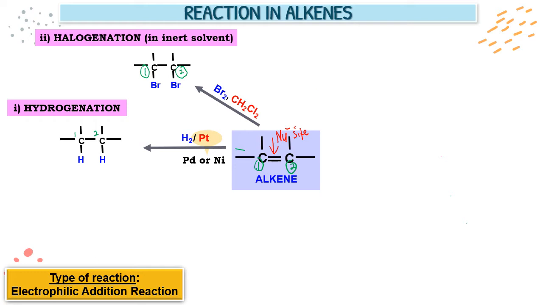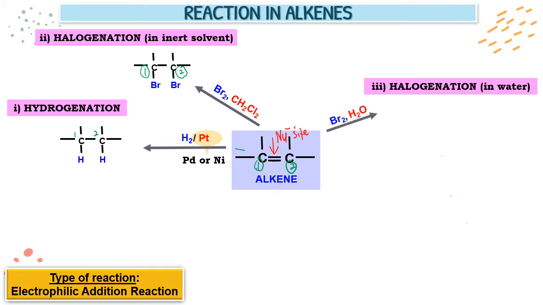So this will be the second reaction. Next, the third reaction is halogenation as well, but in water. Water is a polar solvent. The reagent that will be used for this reaction, since it's halogenation, can be any halogen. It's not necessarily bromine. You can also use chlorine in this reaction. I just picked bromine as my halogen, and this bromine is dissolved in water.